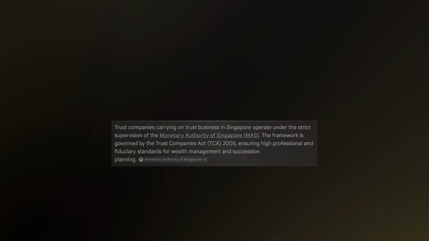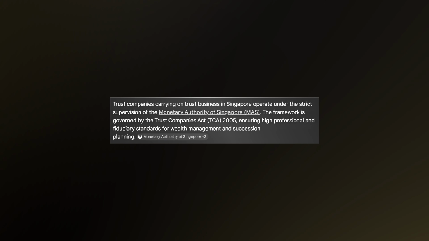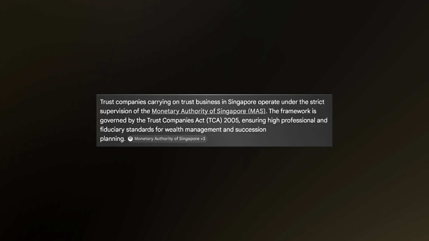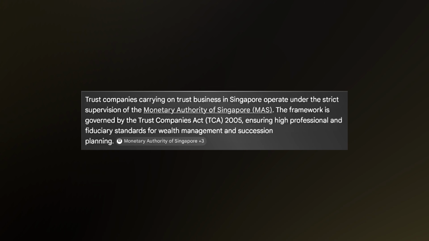Many families use Singapore not only for trust, but also for investment management, family office setup, private banking, and regional holding structures. The trustee industry is highly regulated in Singapore, and trust companies carrying out trust business generally fall under a formal trust company framework. This gives many families comfort because the jurisdiction has a clear licensing and supervision environment.